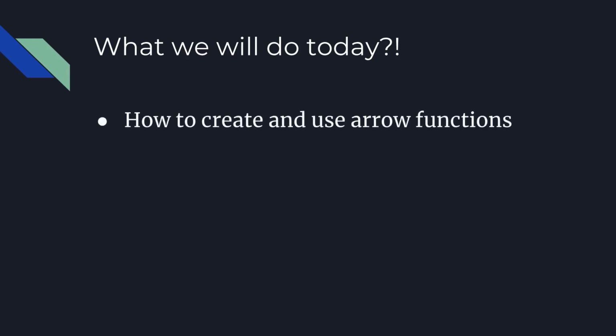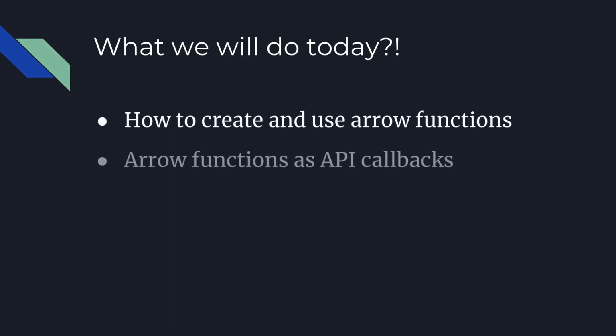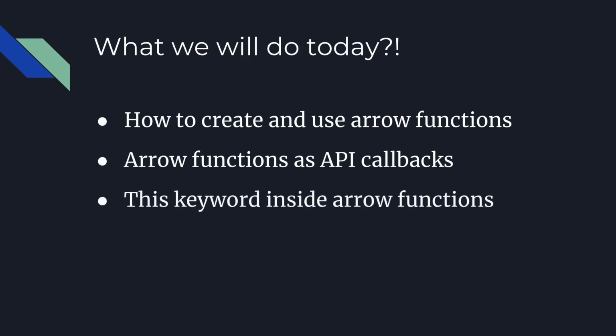Arrow functions as API callbacks, like in array map or filter methods as a callback. What happens to the this keyword inside arrow functions? I'm going to show you also some complex arrow functions, when an arrow function returns another arrow function, and so on. So today's topic is arrow functions.